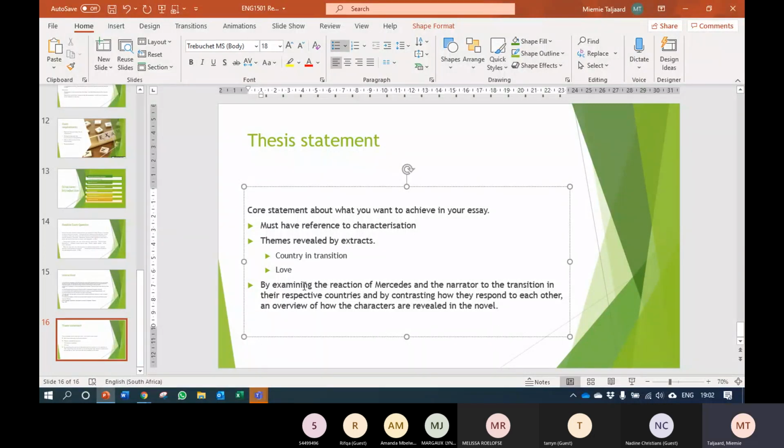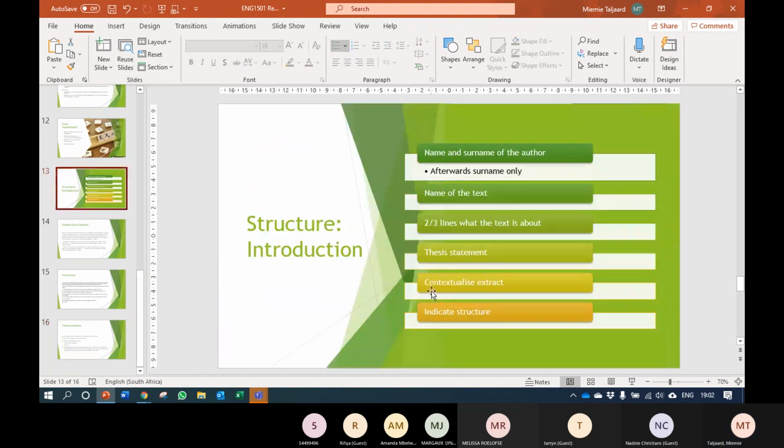But if I were you, I would try and write a thesis statement a day. Because can you see how, because I have thought about this, because I have done this, it becomes easier to indicate the structure.